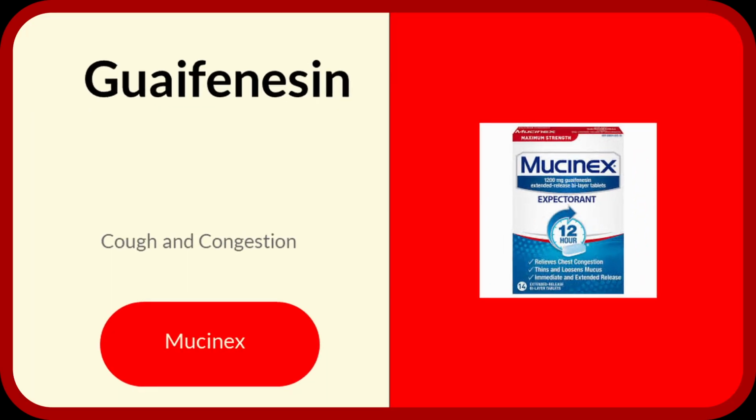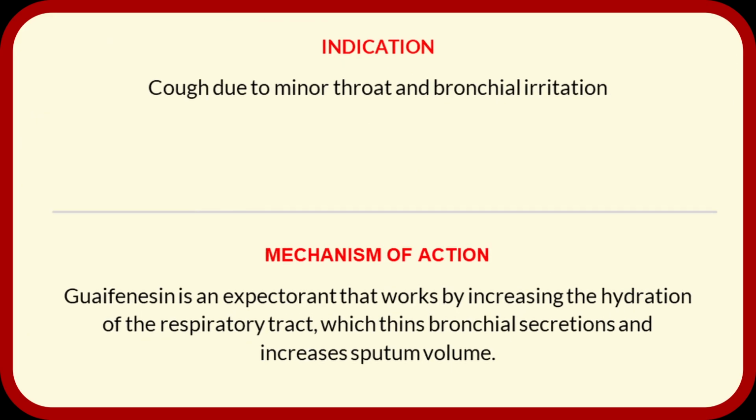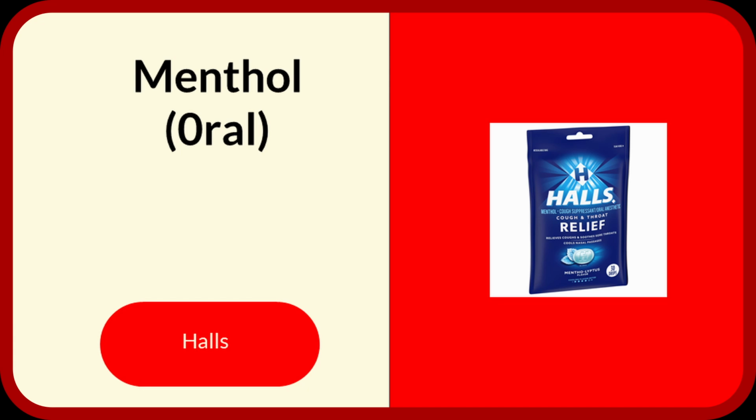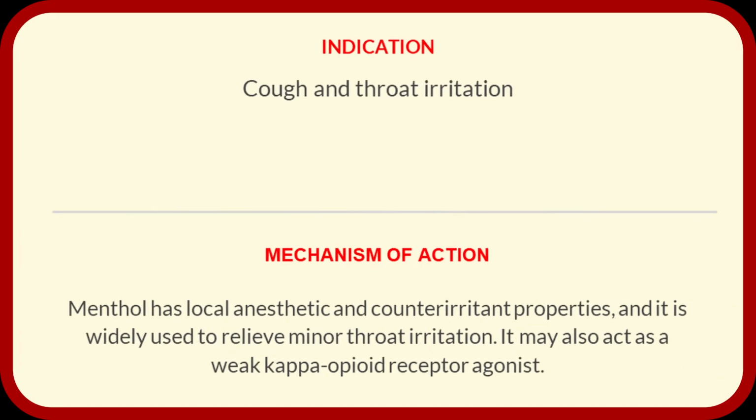Guaifenesin, with the common brand name Mucinex, is indicated for cough due to minor throat and bronchial irritation. Guaifenesin is an expectorant that works by increasing the hydration of the respiratory tract, which thins bronchial secretions and increases sputum volume. Menthol oral, found in Halls cough drops, is used for cough and throat irritation.